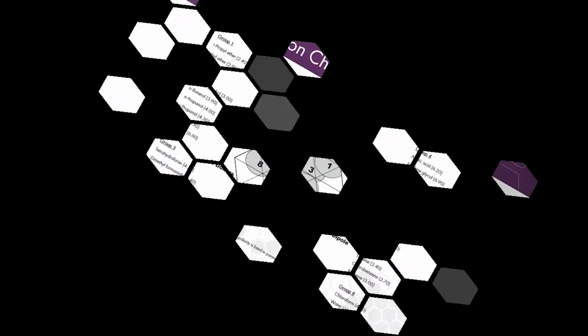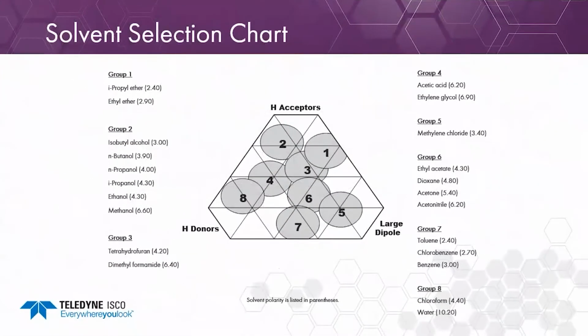Well, the next thing to think about is what kind of solvent am I using when I'm loading my compound. So ideally, we said we'd be using a weak solvent to load our compound, or no solvent at all, to really minimize that initial band.